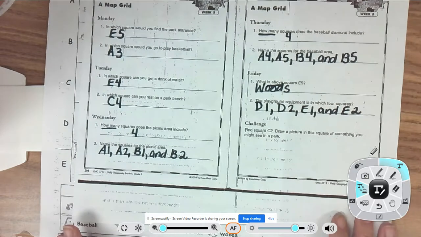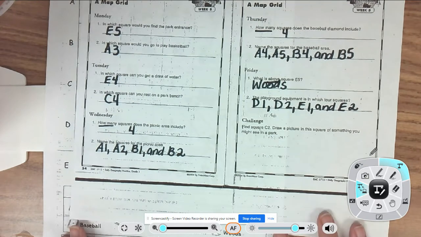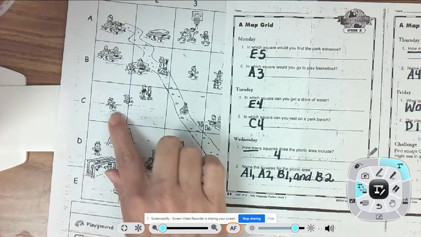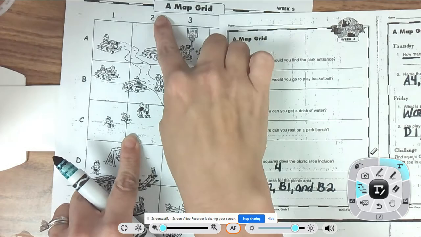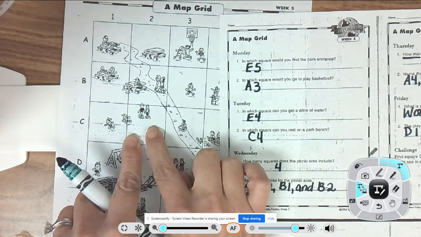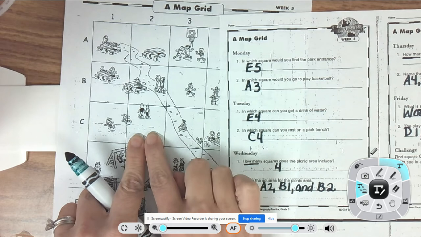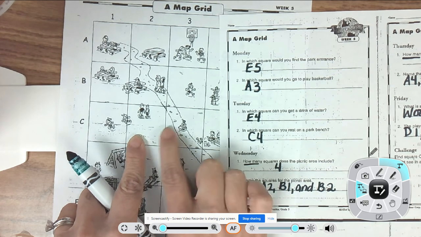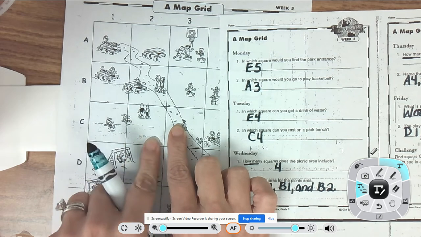For your challenge this week, find square C2. Find the letter C, go over. Number 2, go down. It's this box right here. With this box, I want you to draw a picture in this square of something you might see at the park. Use your imagination, think of something you might see at the park, and draw it right here to receive credit.